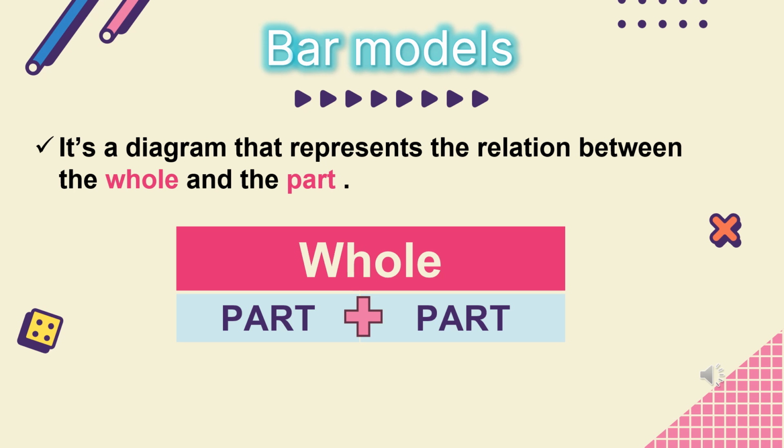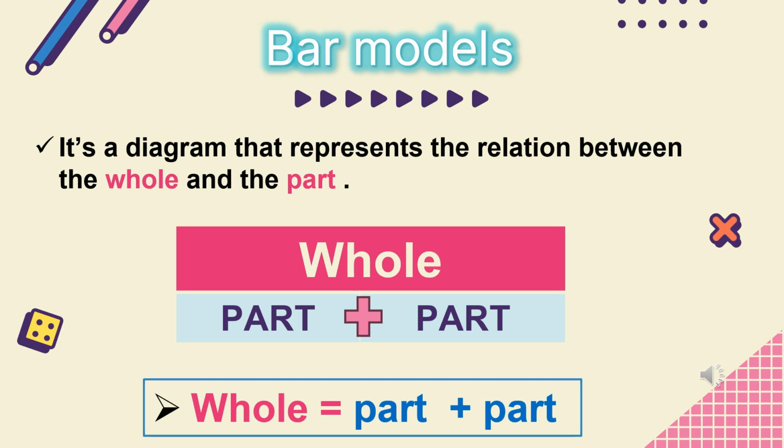Then to find the whole, we add. We add to find the whole. Part plus part equals whole, because the upper part, the whole, equals the two parts. The value of the whole equals the sum of the two parts.